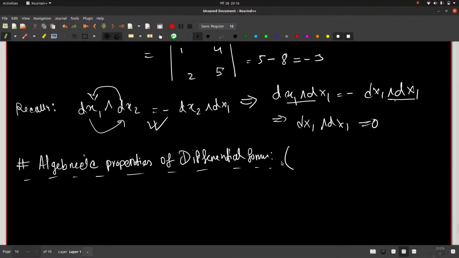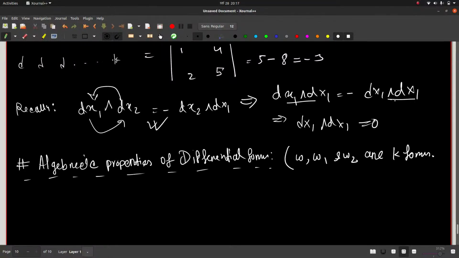So let's say omega 1 and omega 2, all of these are k forms. That means they are differential k forms. If you want to count it in a novice way, there are k amounts of d, that means d k times. Okay, this is one way to think of it. And eta 1, eta 2, and eta 3 are L forms. Then the following properties hold.